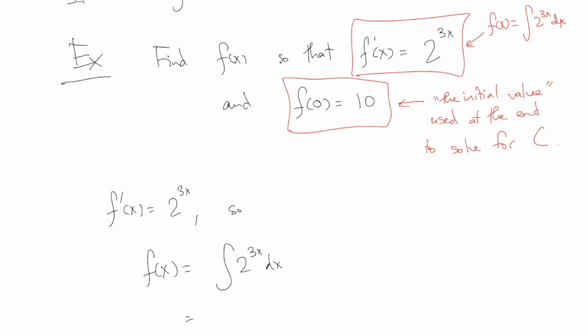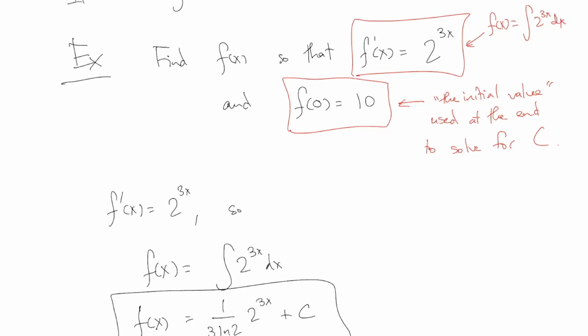This is just one of those formulas that we just talked about. It's the a to the kx one, where a is 2 and k is 3. So this looks like 1 over 3 ln 2, 2 to the 3x plus c. All right, this is f of x.